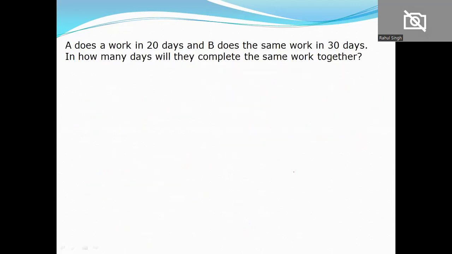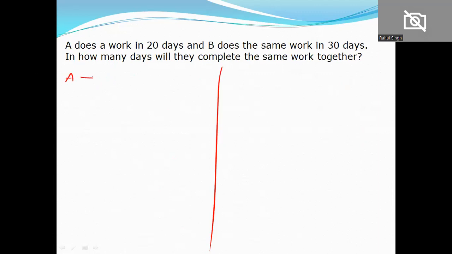First, A does a work in 20 days. B does the same work in 30 days. In how many days will they complete the same work working together? Let's take it by the unitary method and LCM method together.